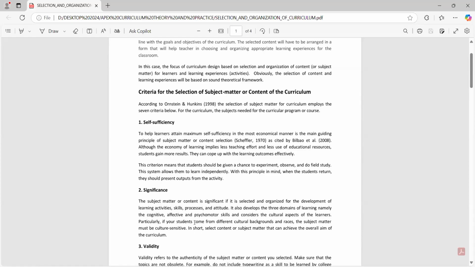First is self-sufficiency. So I will get one of you to read those 2 paragraphs on self-sufficiency, and then I will explain it to you. Is it okay?